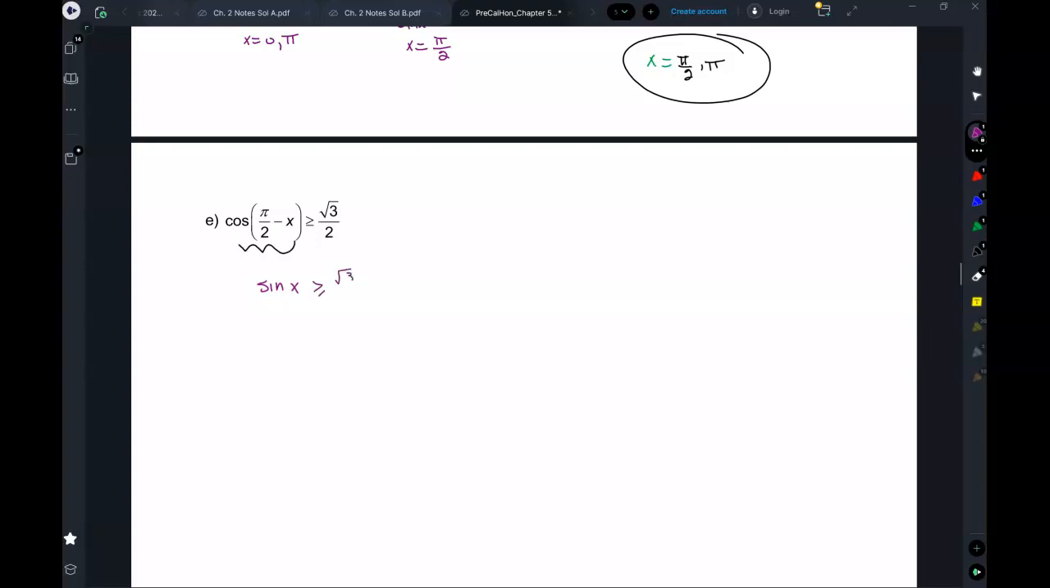Sine of x is greater than or equal to root 3 over 2. This is an inequality. We already know that when we have inequalities, the solution isn't one or two numbers, it's a range of numbers. So, sine of x, is it the y values or the x values? Y values. So if I say sine of x is greater than or equal to root 3 over 2, I can also say the y values are greater than or equal to root 3 over 2.